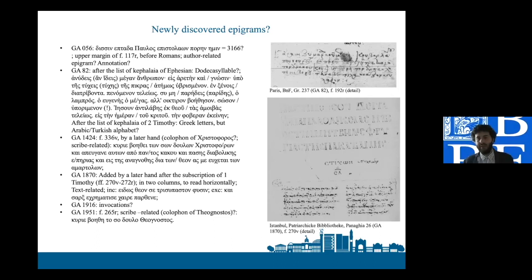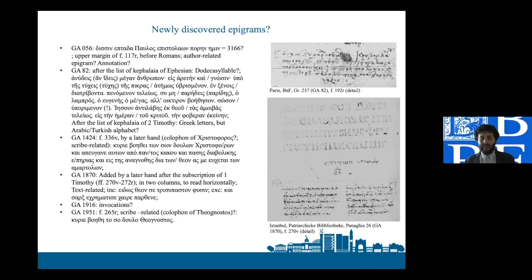So for example, in the manuscript J82, that is the Parisinus Graecus 237, there are some later additions by a later 13th, 14th century hand. The manuscript is a product of a 10th century minuscule hand, with the addition after the list of Cephalaia of Ephesians. According to Pinakes, this could be considered an epigram, but according to the Initia Carminum Byzantinorum, this is not an epigram, and maybe this is the reason why this annotation wasn't included in the DBBE. But this is particularly interesting.